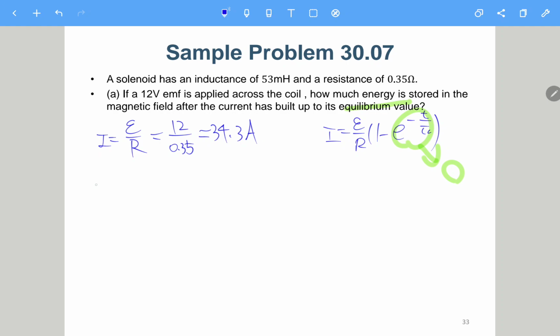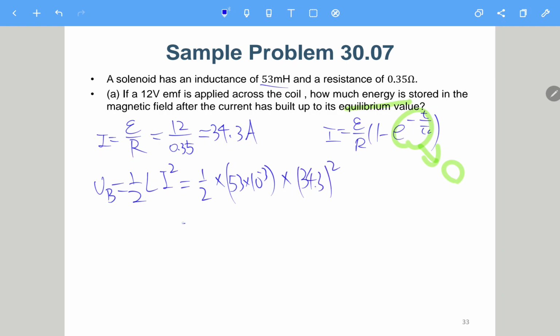Okay, so we can calculate UB by 1/2 Li squared. So 1/2 times 53 times 10 to the negative third power, and then times I squared, which is 34.3 squared. So this number is 31 joule.